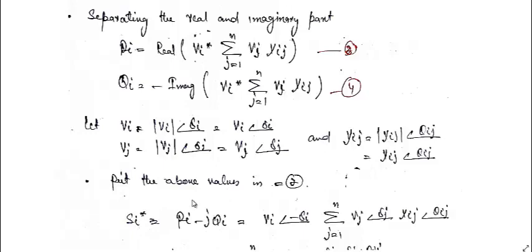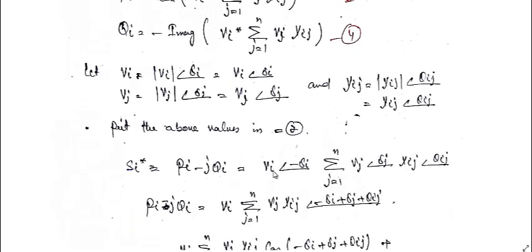So Si will be equal to Vi star. That Vi star will be the complex conjugate, and we know that when we have to calculate the complex conjugate in polar form, we just have to negate the angle only. So here it will be Vi angle of minus delta i, then summation Vj angle of delta j, Yij angle of theta ij. In case of complex numbers in polar form, their magnitudes will be multiplied and their angles will be added in case of multiplication. Since it's a multiplication, angles will be simply added, and magnitudes will be simply multiplied like this.